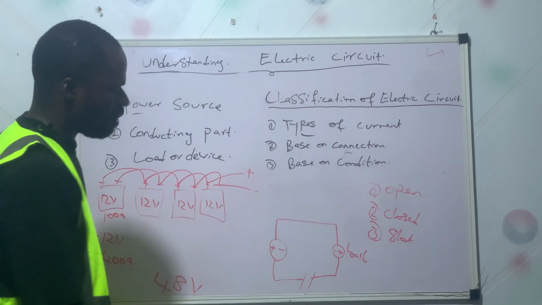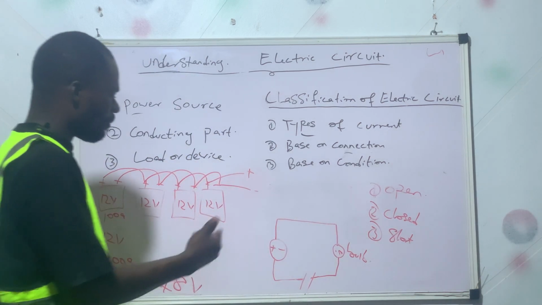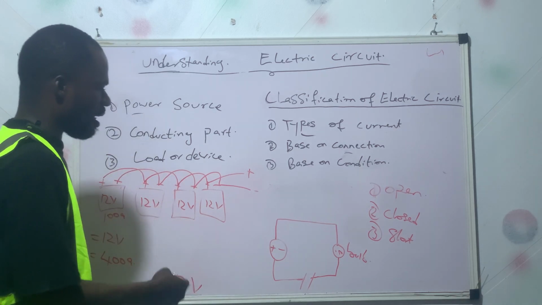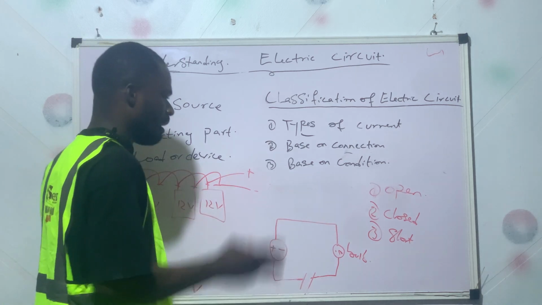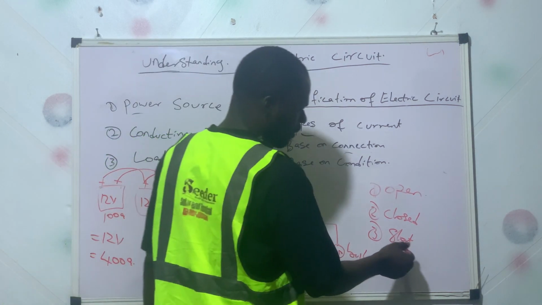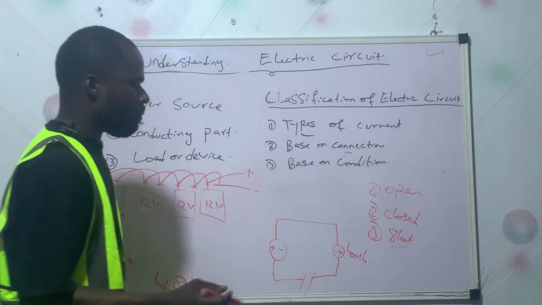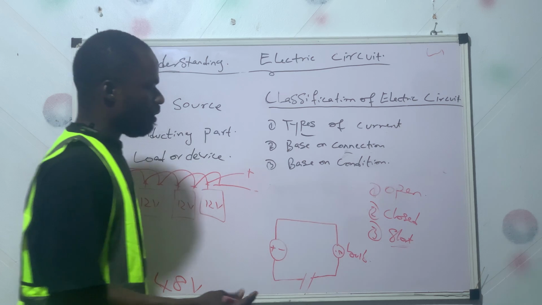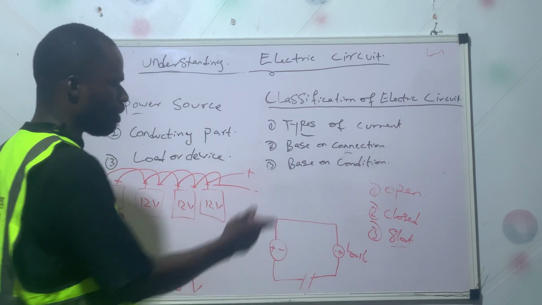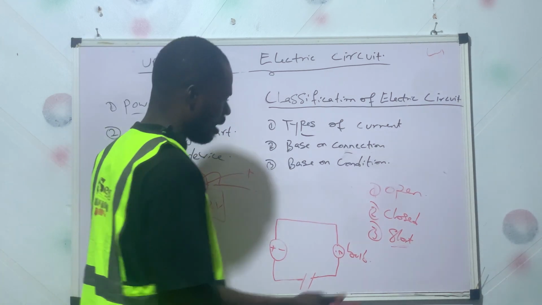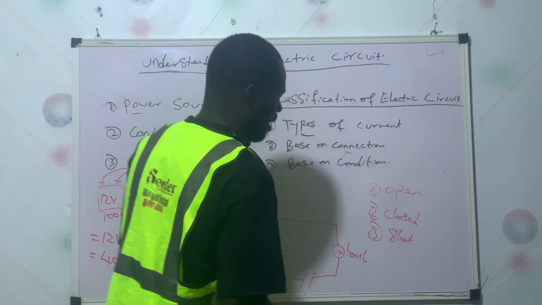Then what is a short circuit? A short circuit is a circuit that has leakages. Your current in that particular circuit is leaking from somewhere. The circuit is complete, but the current is leaking, is not functional, and this is very dangerous in an electric circuit because number one, it causes electric shock. Number two, it can also cause electric fire. Number three, it can damage your appliances. Short circuit should be avoided at all costs.